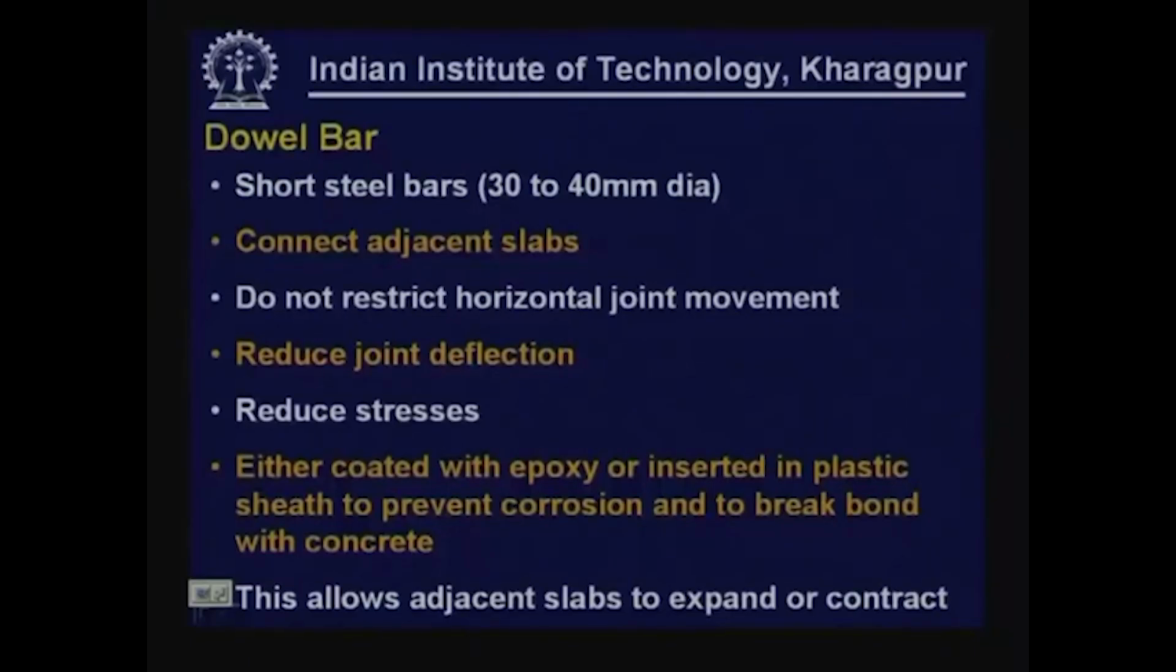These are either coated by epoxy or inserted in a plastic sheath to prevent corrosion and also to break the bond between the bar and the concrete. This breaking of bond allows adjacent slabs to either expand or contract independent of the movement of the slab in which the dowel bars are inserted.